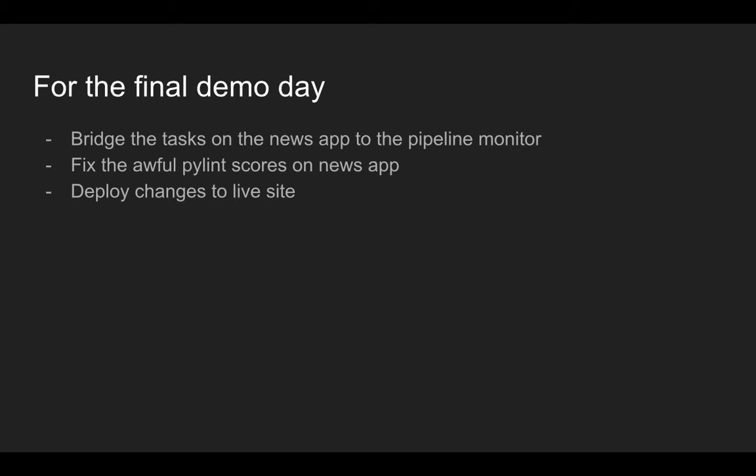So that's it. We're gonna demo in a bit, but the things that we want to do for next week are bridge the tasks on the news app to the pipeline monitor. As of right now, the pipeline monitor is still displaying dummy data. So we want to create some data that's relevant to what's running in the news app. We want to fix the awful Python score of the news app, and also deploy the changes to the live side.